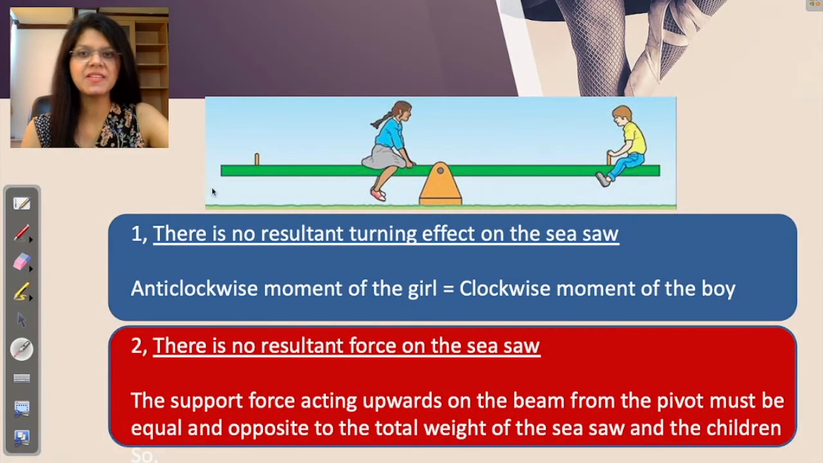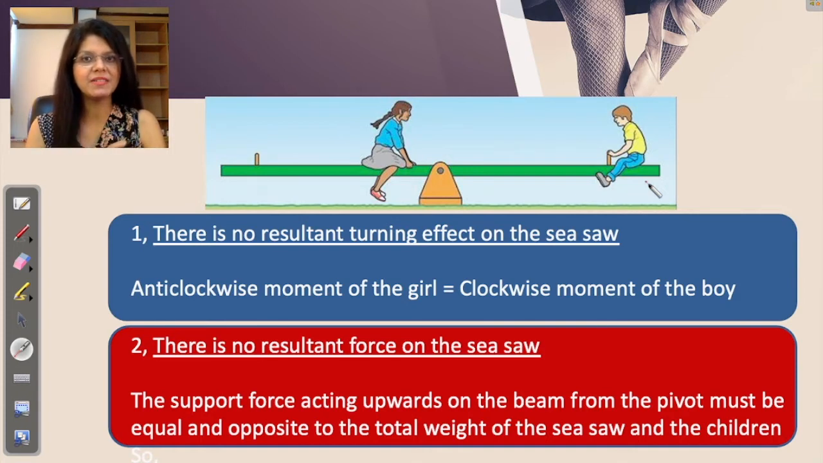So you are given a special case of equilibrium on this seesaw. The boy and the girl that you see in this picture are sitting on the seesaw in such a way that the seesaw is in equilibrium. Seesaw is in equilibrium means that the seesaw is perfectly horizontal. It is neither moving up nor moving down. It is perfectly balanced. It is static. It is stationary, not moving. The seesaw here in this picture is in equilibrium.